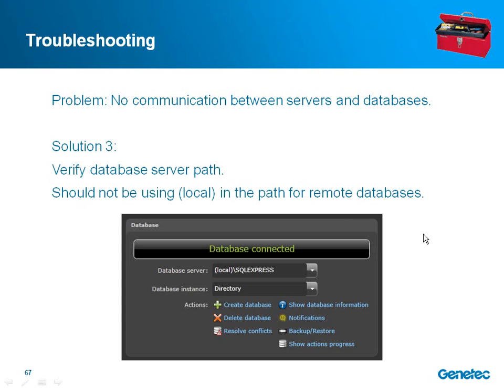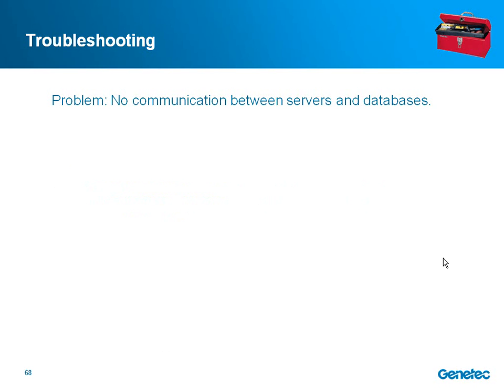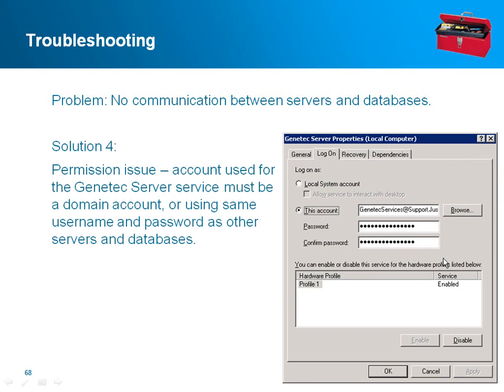Now, after checking the settings, go into the server admin and verify the database server path. We shouldn't be using local in the path, like we have in our example here. It needs to be specified to the name of the server and using a network path that's accessible by all servers. Finally, if we're having connection problems, it might be a permission issue. We need to make sure the Genetec Services are running under a domain account or everything is using the same username and password in a work group.